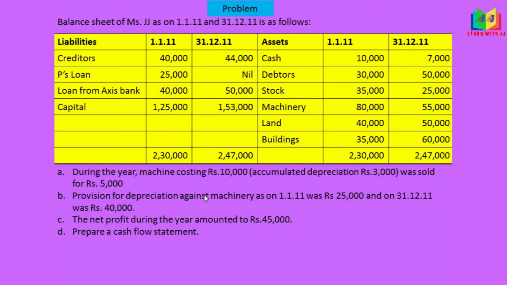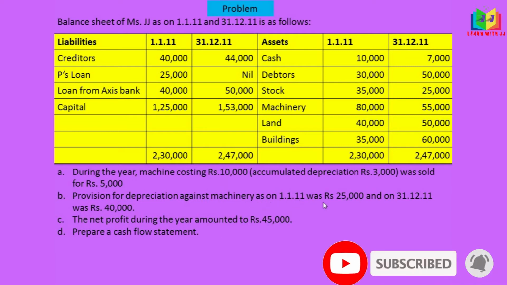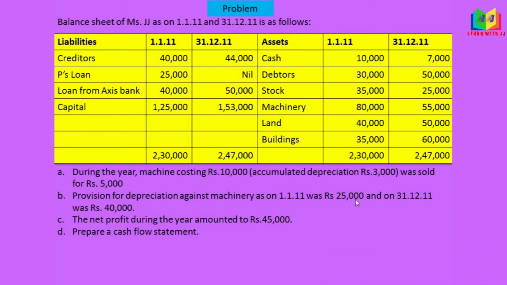And provision for depreciation against machinery as on 1/1/11 was rupees 25,000. That is, the opening balance of provision for depreciation is 25,000 and the closing balance is 40,000. We are supposed to prepare the provision for depreciation for this machinery account here, okay. And the net profit during the year amounted to 45,000. Here the net profit was given, okay. We have to take this net profit in order to calculate the funds from operation and cash from operation, okay. We'll start with this net profit, okay.